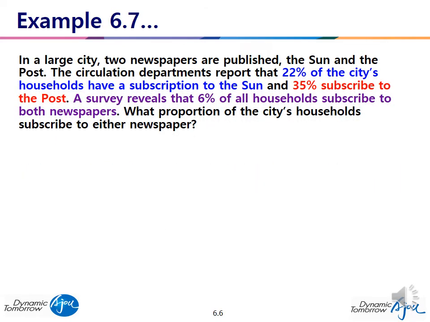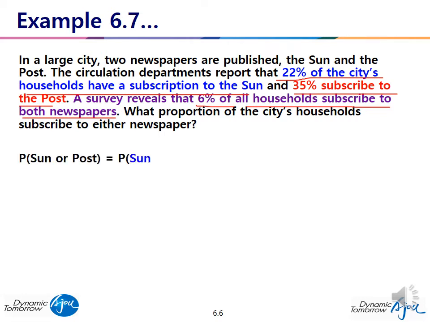In this problem, we are interested in the probability of Sun union Post. So we have to use 22%: 22% of the city's households have a subscription to the Sun, 35% to the Post, and 6% of households subscribe to both newspapers.